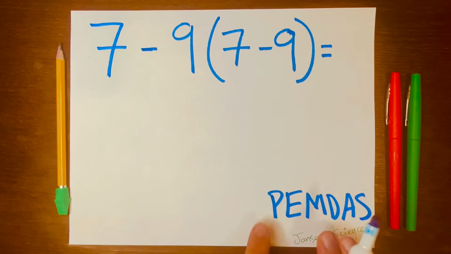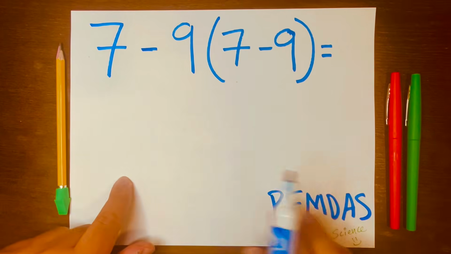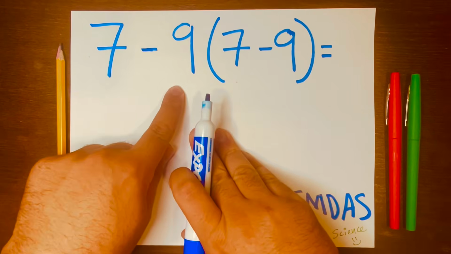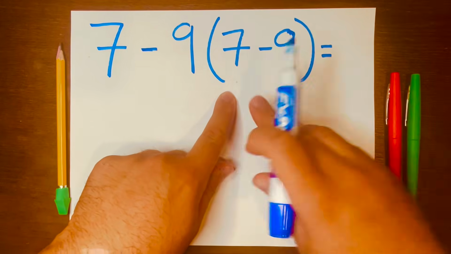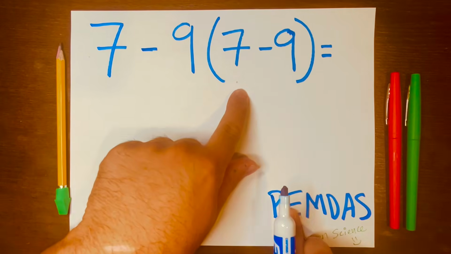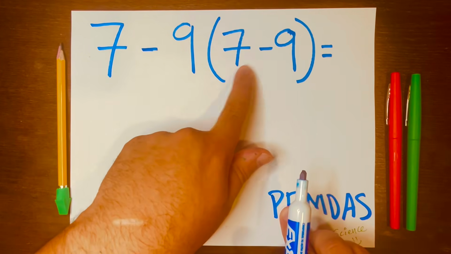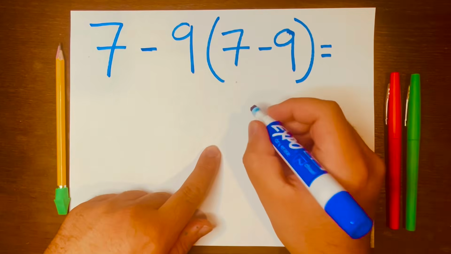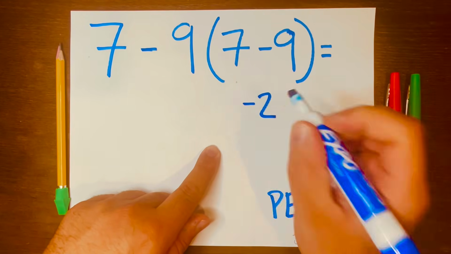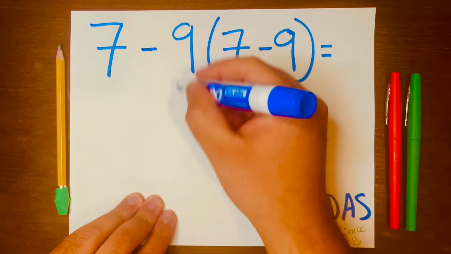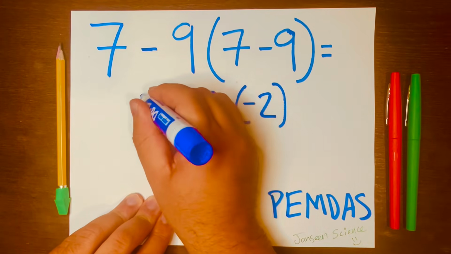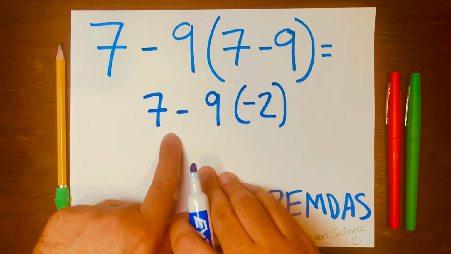Now remember, working with PEMDAS, you have to read from left to right. 7 minus 9, that's at a low level. And parentheses is at a high level. So that means that we start with parentheses. 7 minus 9 is negative 2. And keep the parentheses. And then bring down the 9 and the 7 minus.